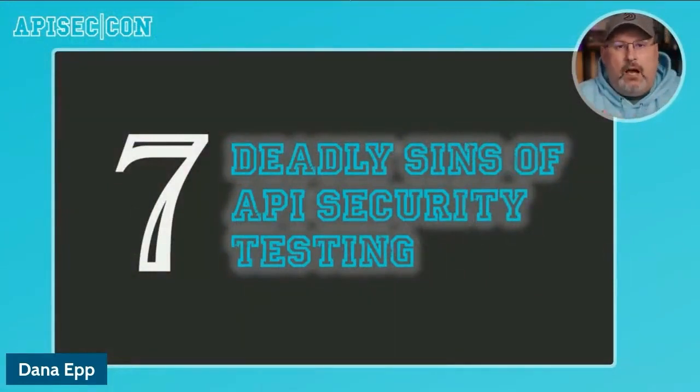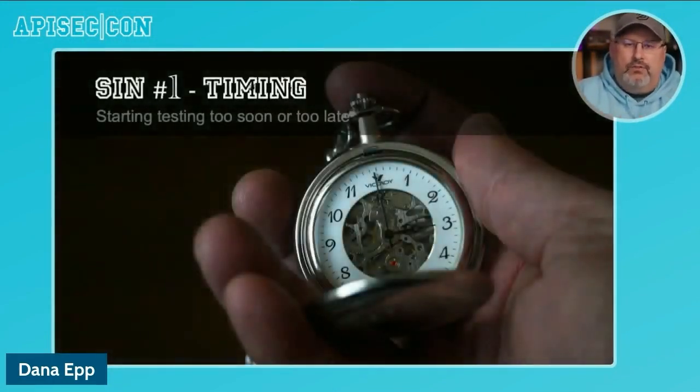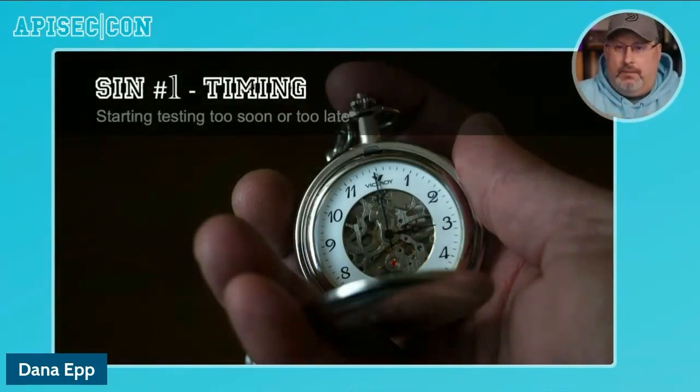Okay, so today I want to talk about the 7 deadly sins of API security testing. Let's get right to it. The first thing I want to talk about is timing. And that's really about the aspect of starting your testing too soon or maybe too late, all depending on what type of testing you want to do and in what areas.